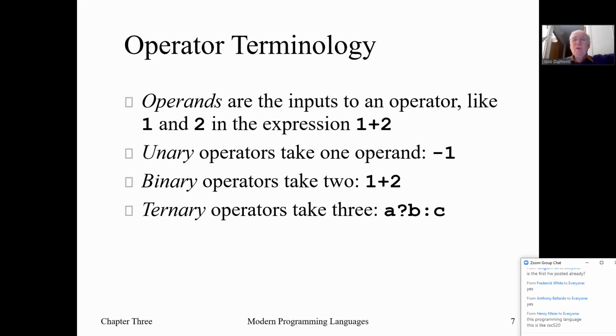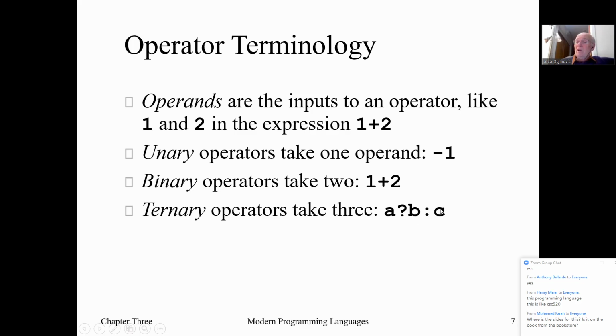Here is terminology. Operands are inputs to an operator, like for example, 1 plus 2. Plus is operator, 1 and 2 are operands. Operator can be unary if it takes only one argument. For example, if you say plus plus k, then plus plus is increment operator, and applied to k, it is going to increment k by 1. And of course, minus is also unary operator. Binary operator, like 1 plus 2, has two arguments, 1 and 2. Ternary operators have 3 arguments.